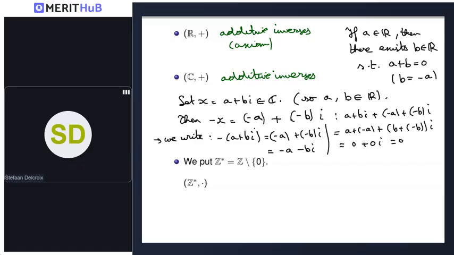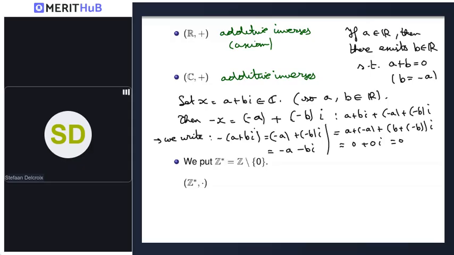So instead of saying the numbers under multiplication don't have inverses, we kick out the bad number. We say 0 is a bad number for multiplication, so we're going to kick it out. A standard notation in abstract algebra when you do this is a star. So what is Z star? That's Z minus 0. So Z where you get rid of 0. All the integers except for 0.